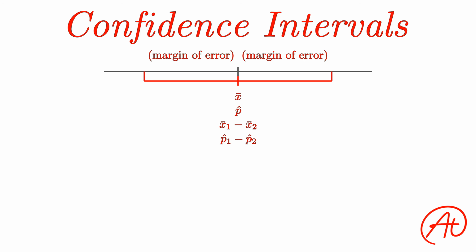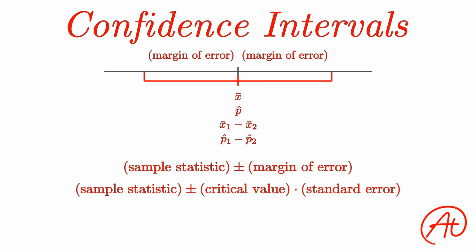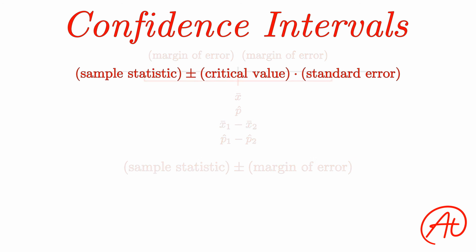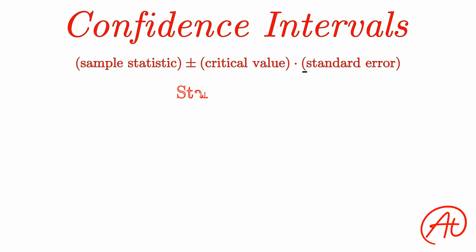You'll normally see this written as your sample statistic, x bar, p hat, etc., plus or minus the margin of error. But how do we figure out what our margin of error is? Well, our margin of error is broken down into two parts. It's always calculated by taking your critical value multiplied by your standard error. Now let's break down each of these terms and let's start with the standard error.